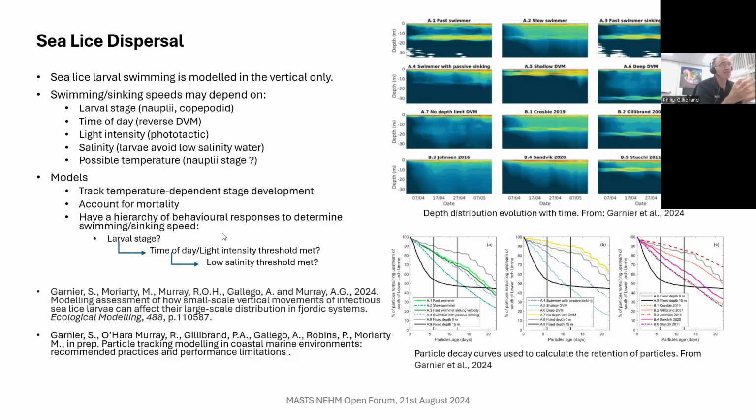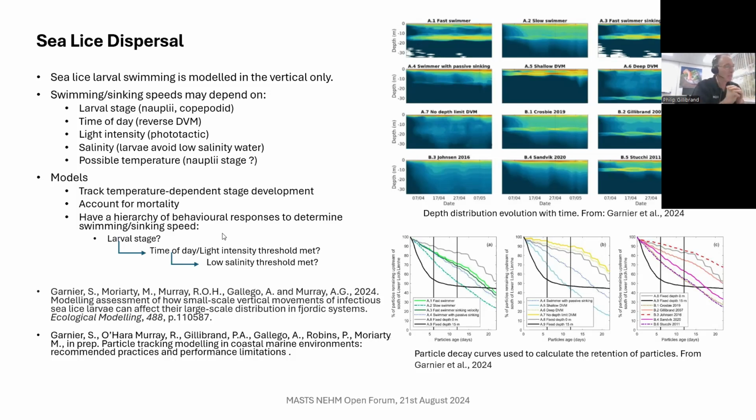We account for mortality. There's a 1% loss per hour is what's generally used. And then we have this hierarchy of behavioral responses to determine how they're swimming. So we need to know the larval stage. Then we look at the time of day or the light intensity. So are they swimming up or are they swimming down, depending on light or time of day. And then we look at the salinity, and is that low salinity threshold met? Are they going to swim down to avoid low salinity water? So we step through this process to end up with the appropriate swimming speed and behavior at that moment in time for that particular particle.